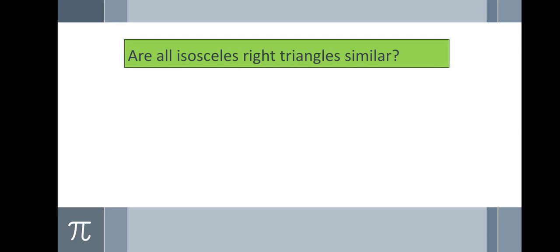Last question. Are all isosceles right triangles similar? The answer is yes, since isosceles triangles are triangles with two equal sides. If we're dealing with isosceles right triangles, one of the angles is 90, therefore the other two angles are equal to 45 degrees. So these are all isosceles right triangles with the following angle measurements: 90, 45, 45. Since the angles are congruent, the sides are also proportional.